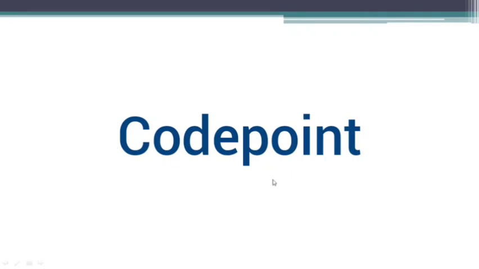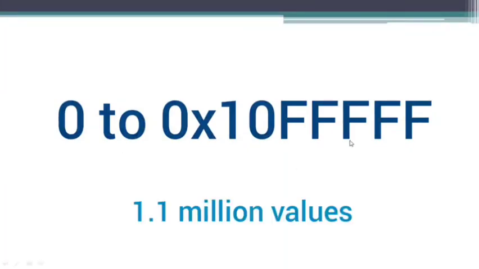So for that, Unicode is the best standard, and in that all the characters have a different unique code. Hence the name Unicode. Each character is written using a code point. A code point value is an integer, which is in the range 0 to 0x10ffff. So that is about 1.1 million values.